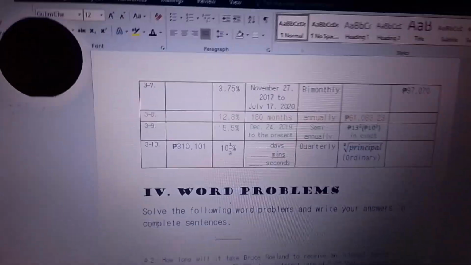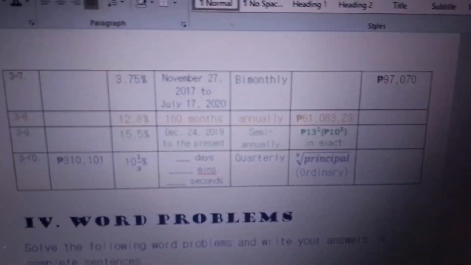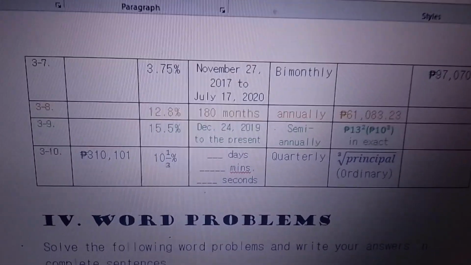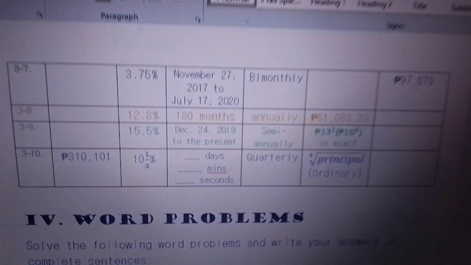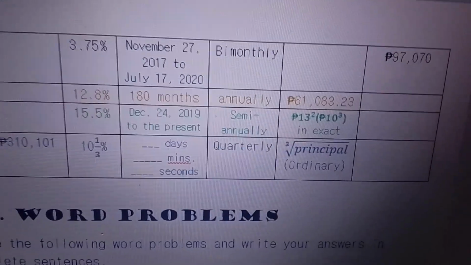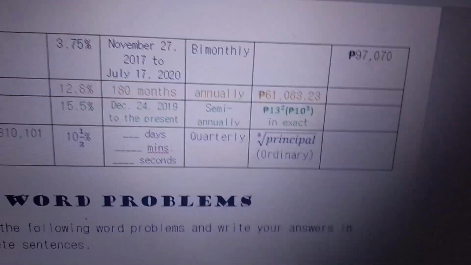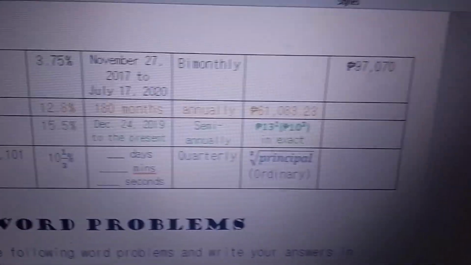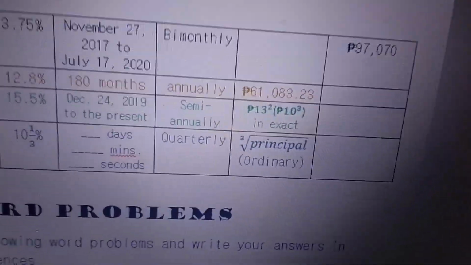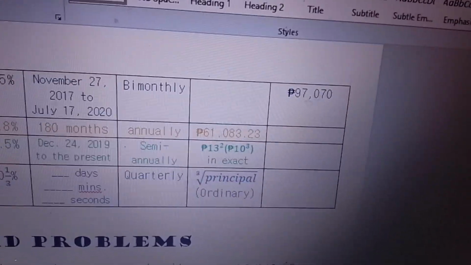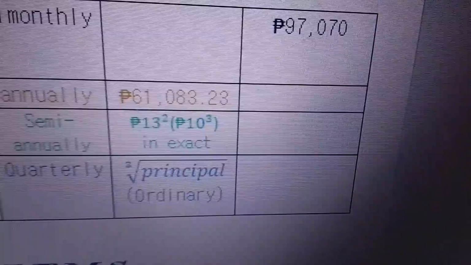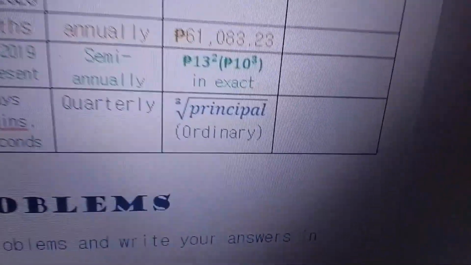Last but not least, we have number 10. So number 10, we have our principal of 310,101 pesos, and then our rate charge is 10 and 1/3%, and then our time, we're gonna have to solve it in days, months, and seconds, and then our compounding period is quarterly, and the interest is written in square root of the cube root of the principal.